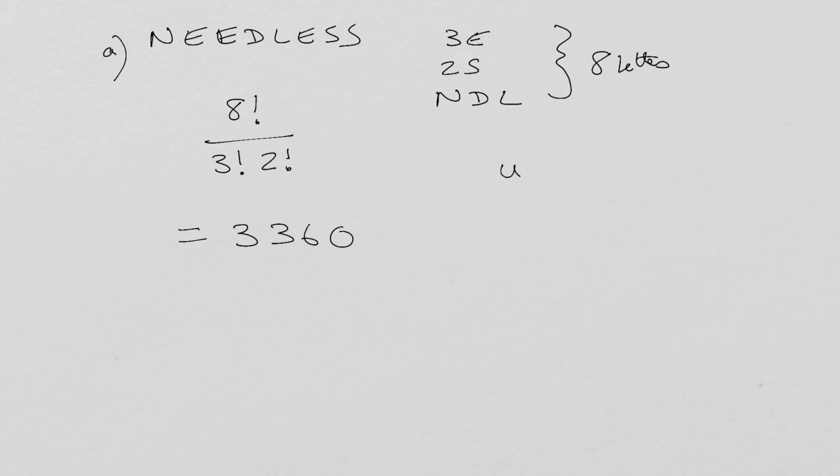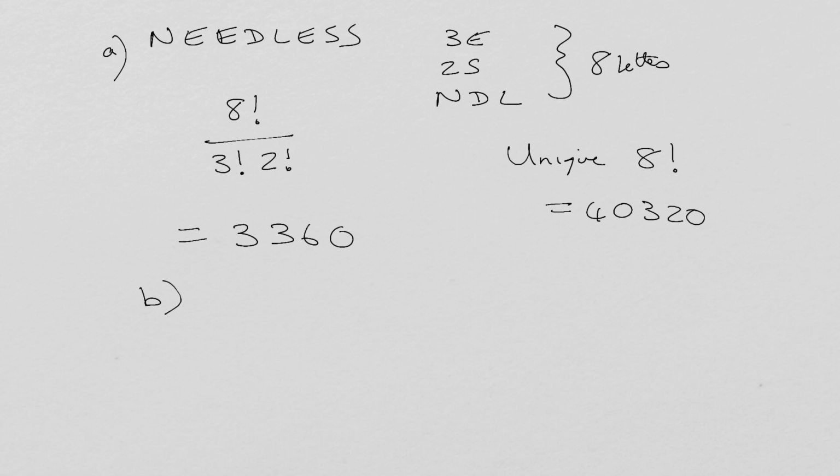So if we had unique letters, spelling unique wrong, then we'd have 8 factorial ways of arranging them. That would be 40,320. Because some of them are repeated, that's greatly reduced the number of arrangements, right? Now try the second one that is on the same page.